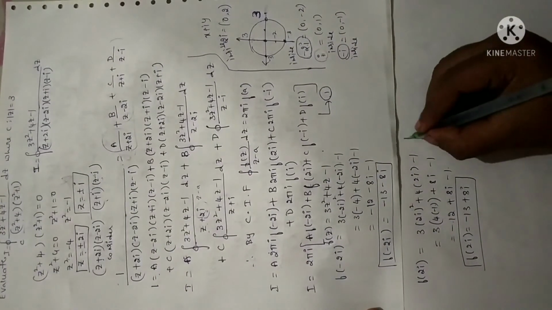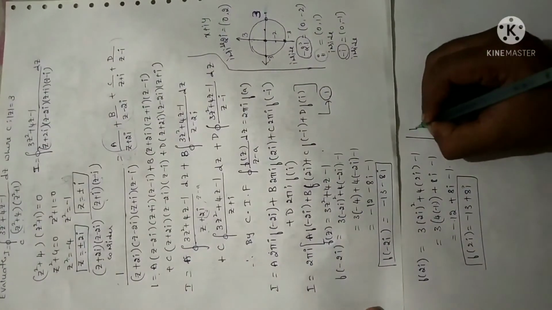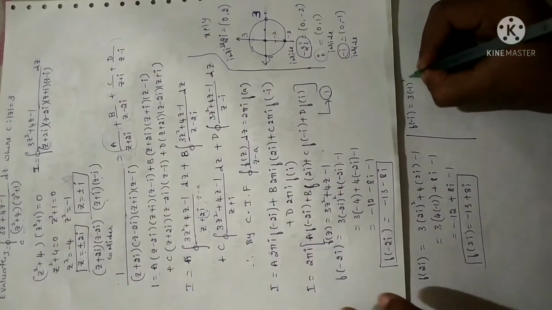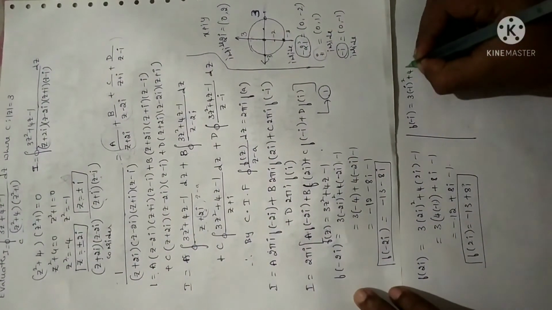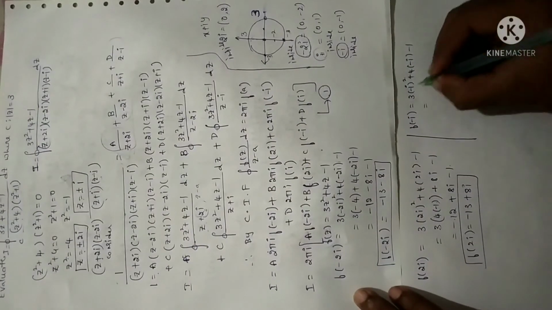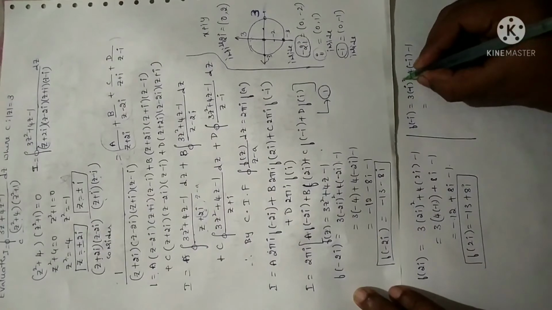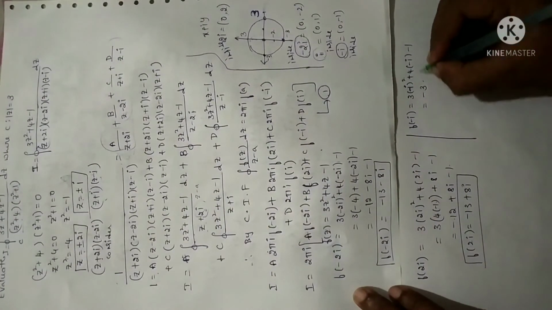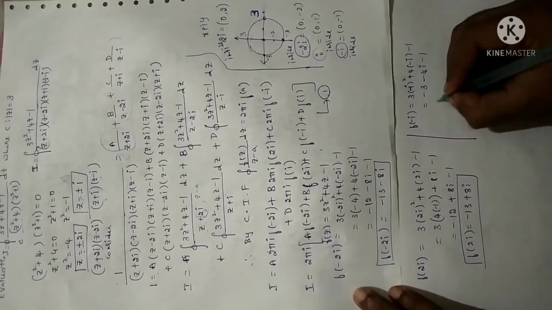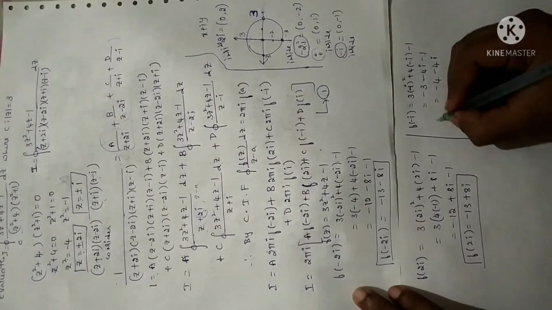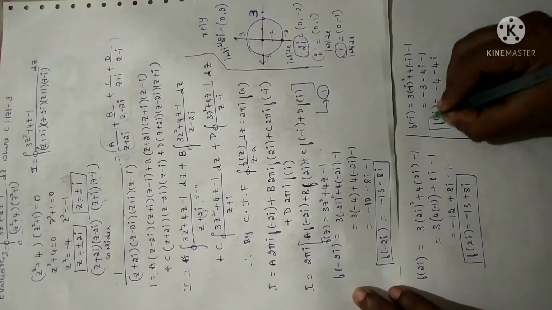Clear? Now let me find the f of minus i value. So f of minus i: replace z with minus i. 3 into minus i square plus 4 into minus i minus 1. So minus i square I have. Minus square will be plus. Again i square value is minus 1. So you will get minus 3 minus 4i minus 1. So minus 3 minus 1 is minus 4, minus 4i. So f of minus i value I have obtained.